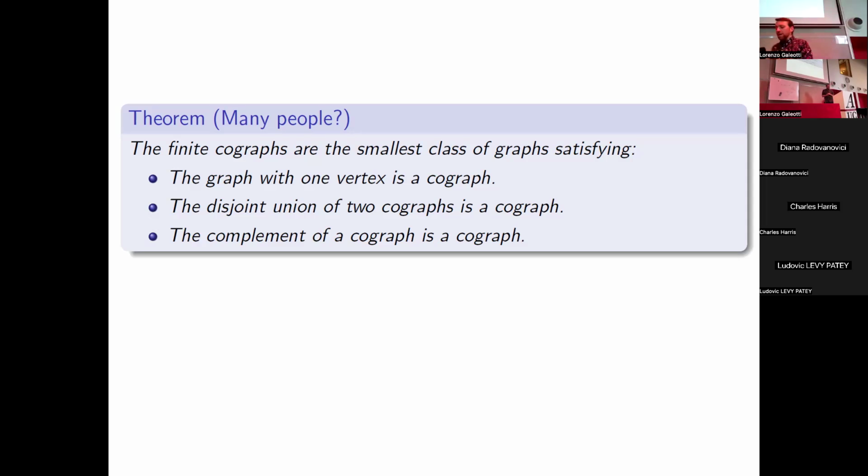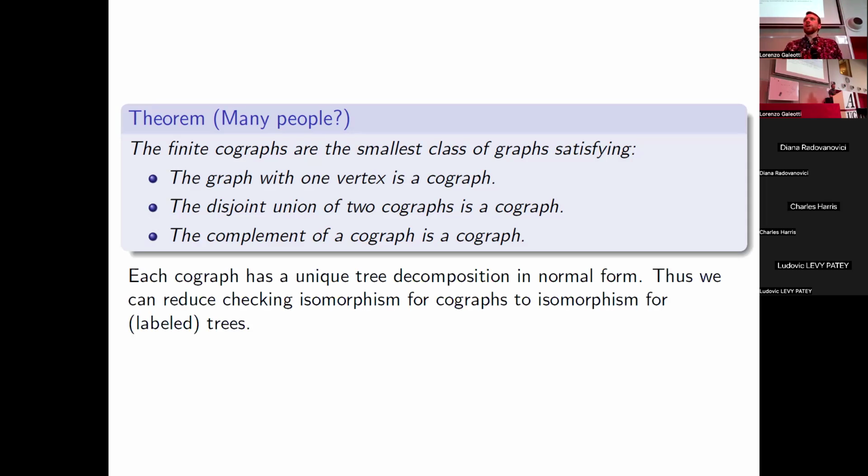Another way to think about cographs is that, and this is sort of true hereditarily, it's either going to be disconnected or its complement is going to be disconnected. So if it's disconnected, I can turn it into its connected components. If its complement is disconnected, I can take the complement and then take those connected components. So I can always sort of decompose it.